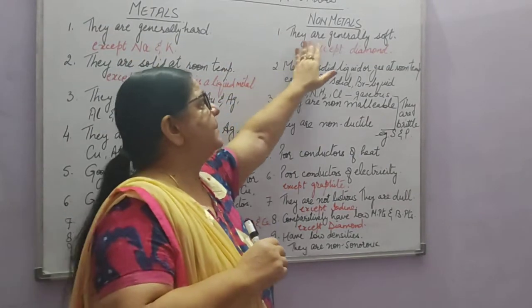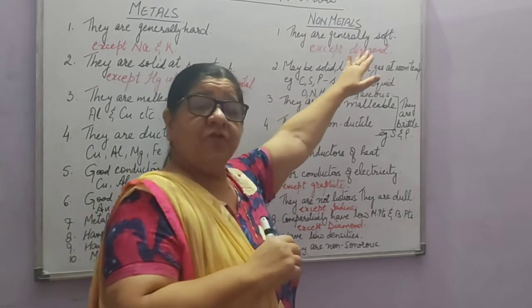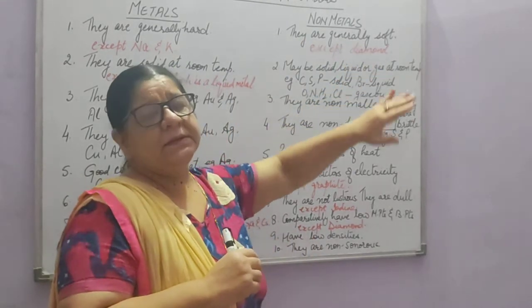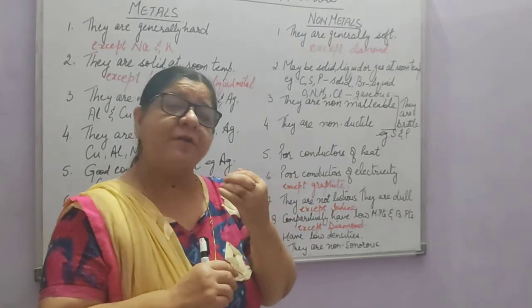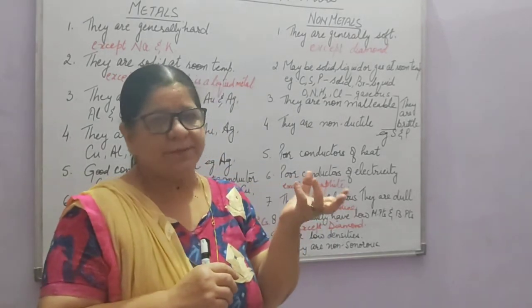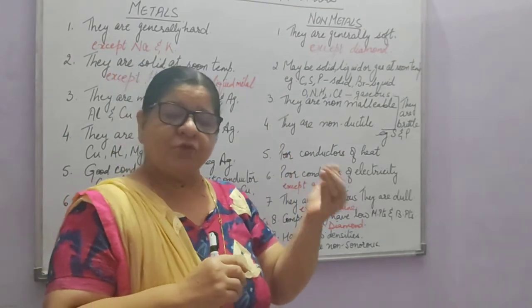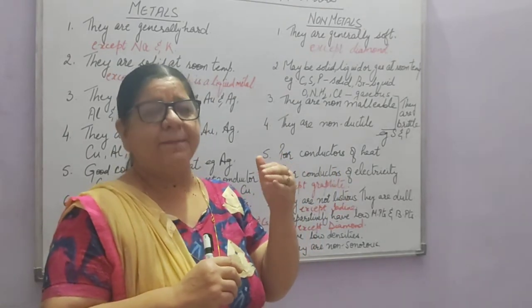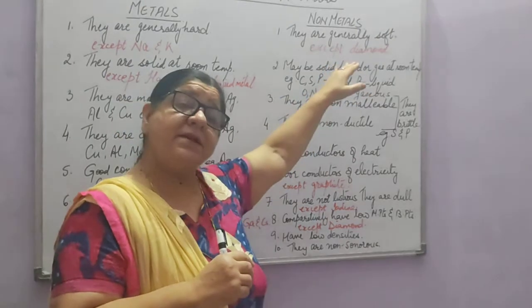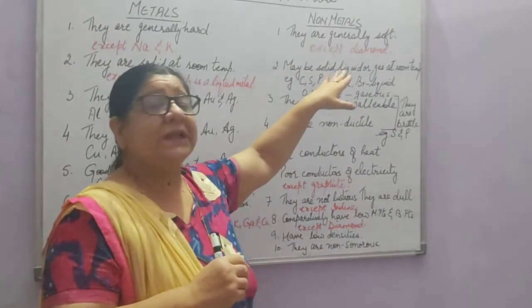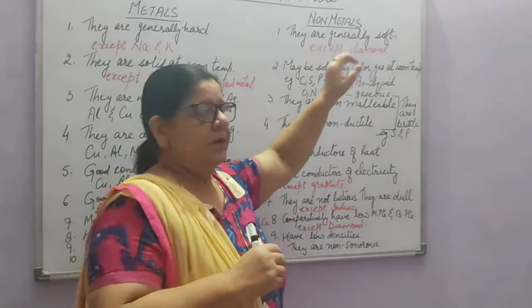On the other hand, non-metals, they are generally soft. But if we see diamond, which is an allotrope of carbon, carbon is a non-metal. And there are two allotropes of carbon, diamond and graphite. So if you see, diamond is the hardest substance known. So that is very hard.